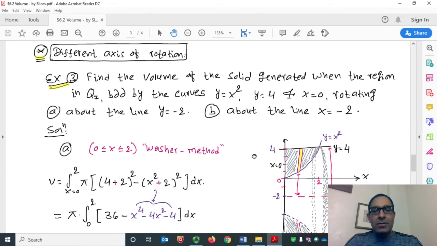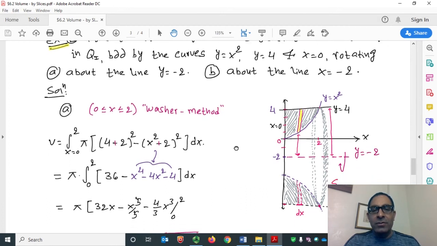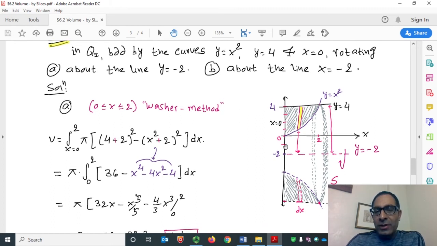Great. So let's sketch. Here we have two curves. We are using the washer method. So let's sketch the region here. That's better. y equals x squared is this parabola here. We are interested in the first quadrant, so I don't need to draw this part of the parabola. I only draw this part. So y equals x squared, y equals 4 is this horizontal line, and x equals 0 is the y-axis. So we are talking about this region here.